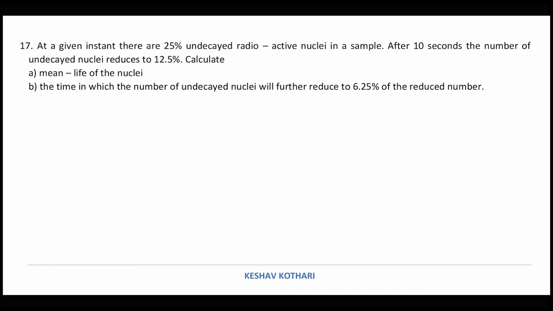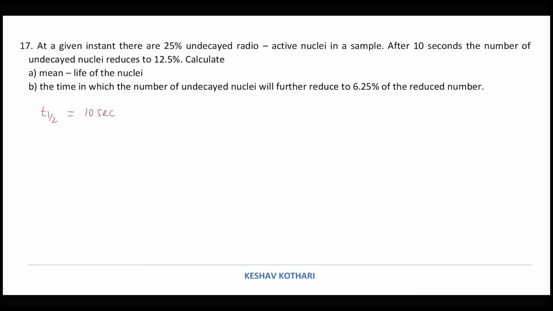So now this one is a very simple problem if you look from the perspective of radioactivity. Radioactivity follows first order chemical kinetics. From the given information, it is clear that the half-life of the radioactive nucleus is 10 seconds, since half the amount is consumed in 10 seconds, that is, 12.5% is half of 25%. So over here I can say that the half-life, T half, can be written as 10 seconds.